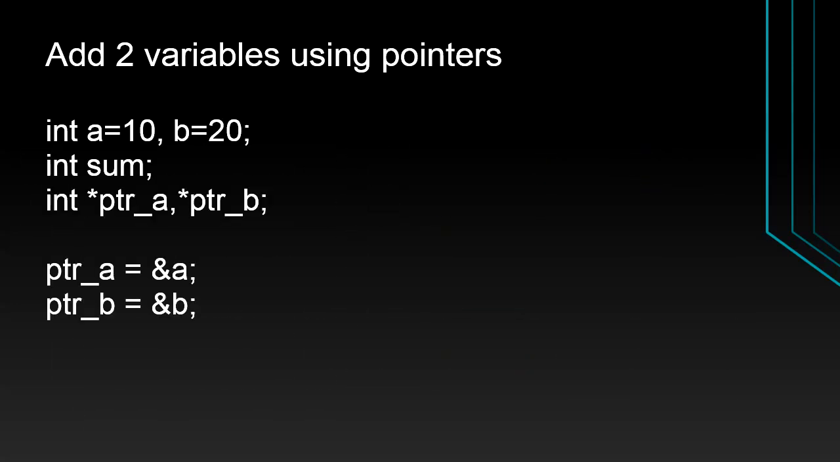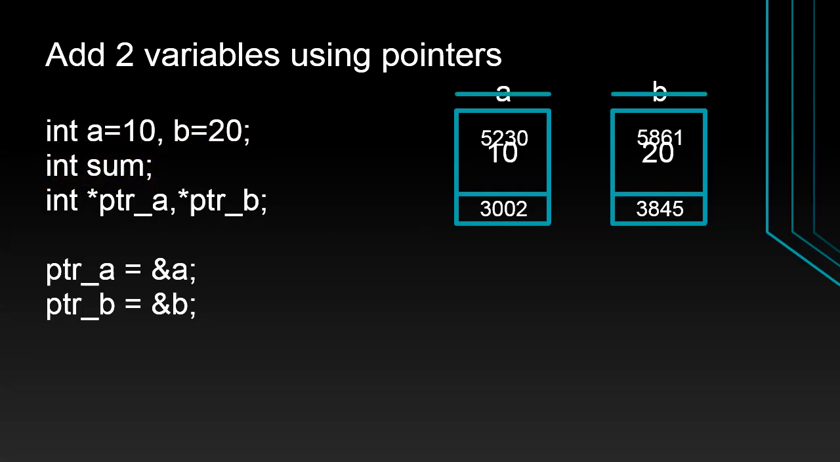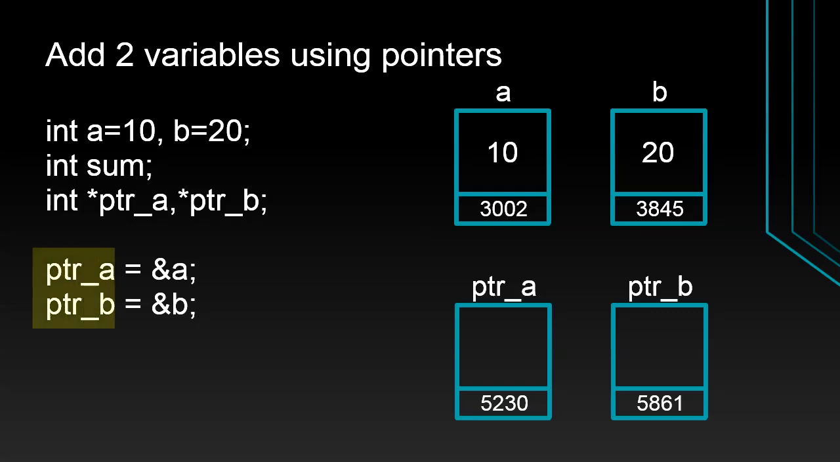Let's look at an example to add two numbers using pointers. We need two variables to add. Let's declare and initialize them with 10 and 20. We need another variable to store the sum. Let's also declare two pointer variables as ptr_a and ptr_b. Now assign the address of A to ptr_a and the address of B to ptr_b.